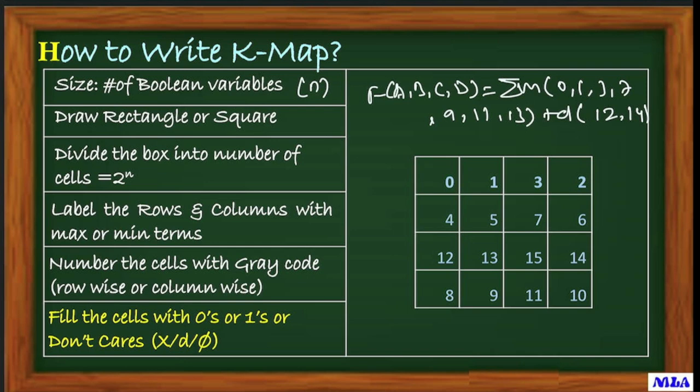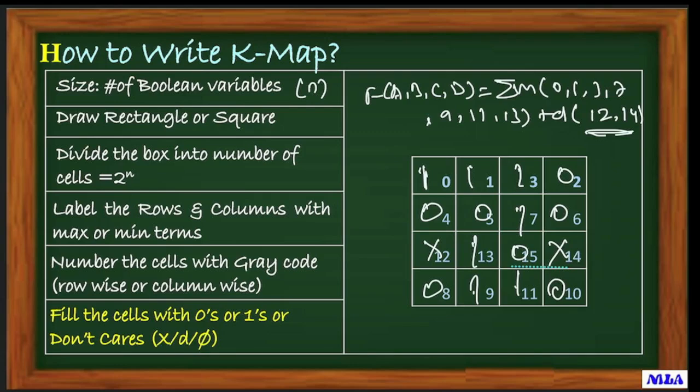So the remaining cells we have to fill in with the zeros. Or else, if you're comfortable, you can leave it without filling zeros also, but it is better to fill because it will help in grouping. It will simplify the grouping rather. So this is how we write a K-map for the given Boolean function. So this completes the first part of the procedure.